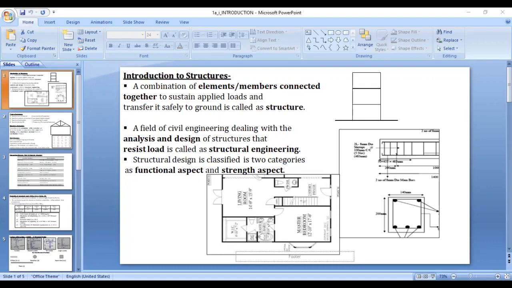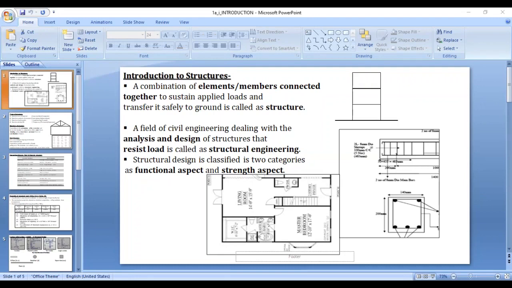Then a field of civil engineering dealing with the analysis and design of a structure that resists the load is called structural engineering. Now, what does a structural engineer mean? That is an engineer who deals with the analysis and design of a structure.